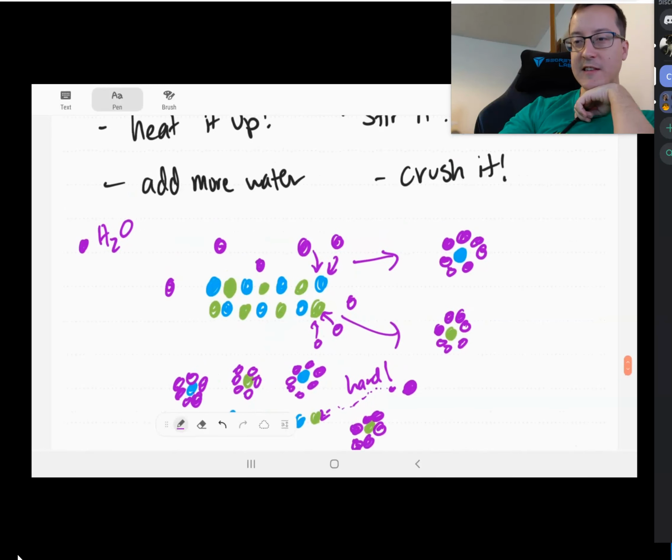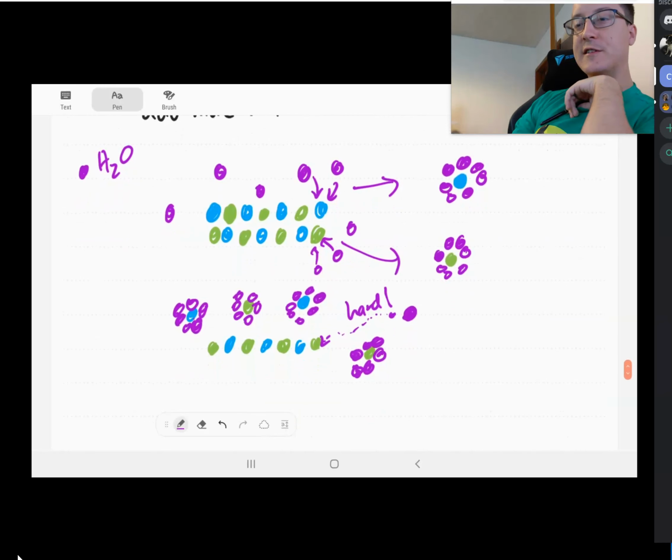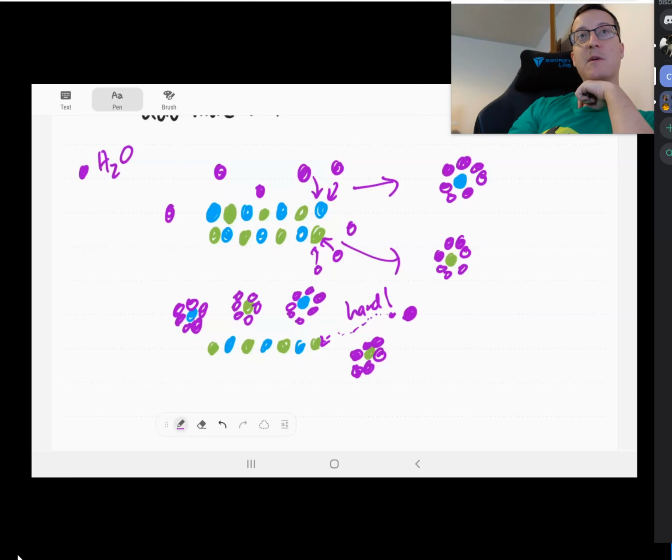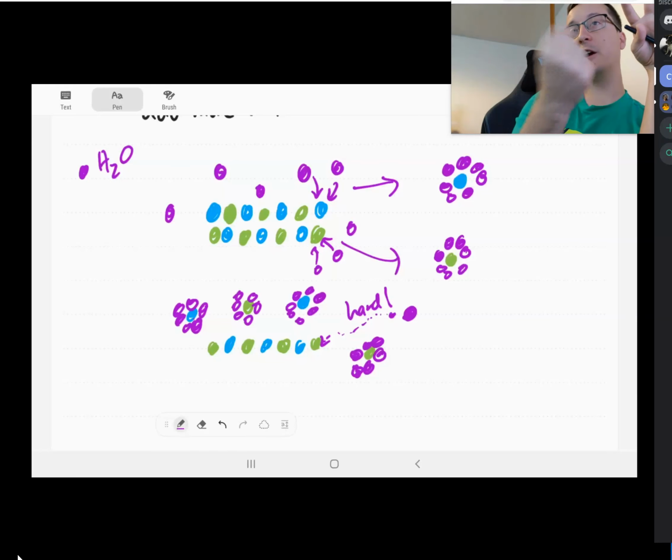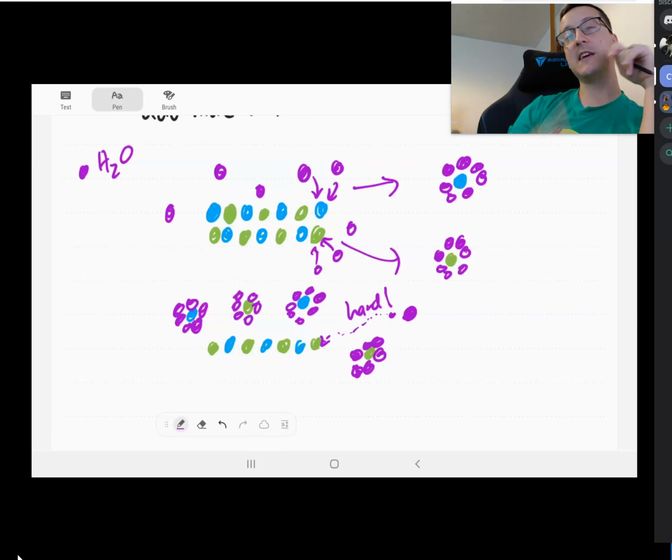Okay, in crushing it, the same idea. The more surface area we have, the easier it is for water to come in. Because if you have a big crystal, it's going to take a very long time for water to reach those interior ions. Water can only get stuff on the surface, so the more surface you have, the faster it will dissolve. Does that make sense?